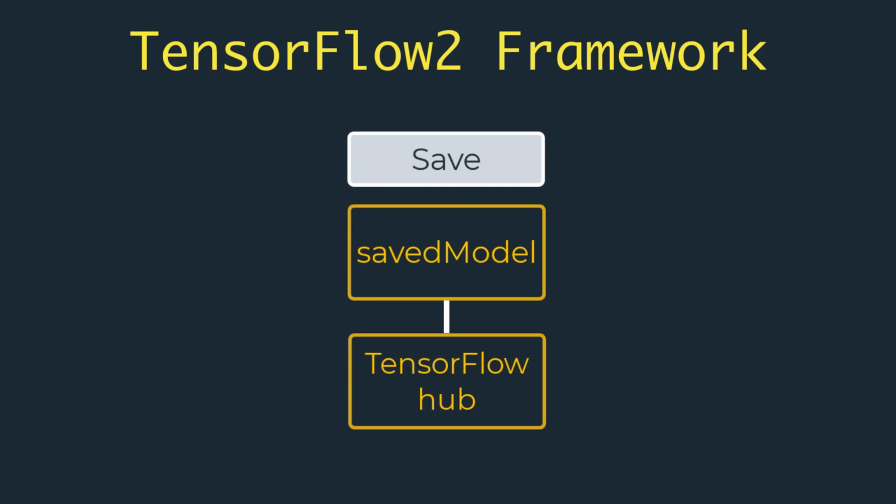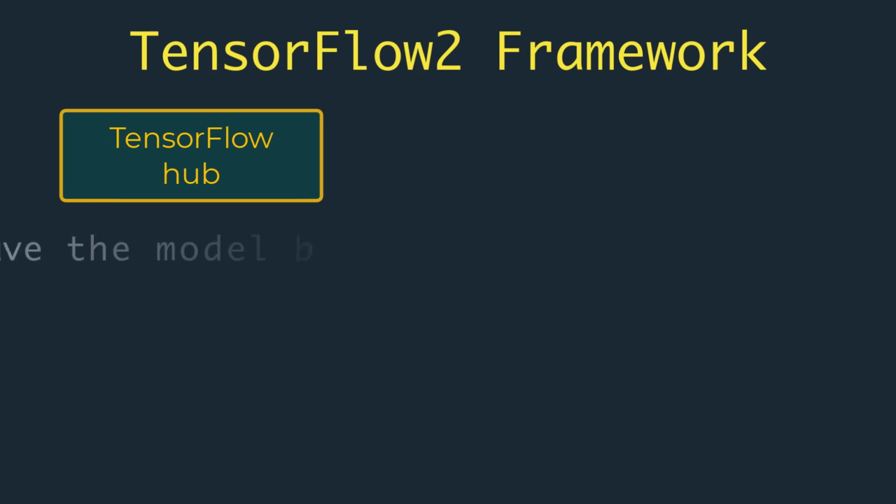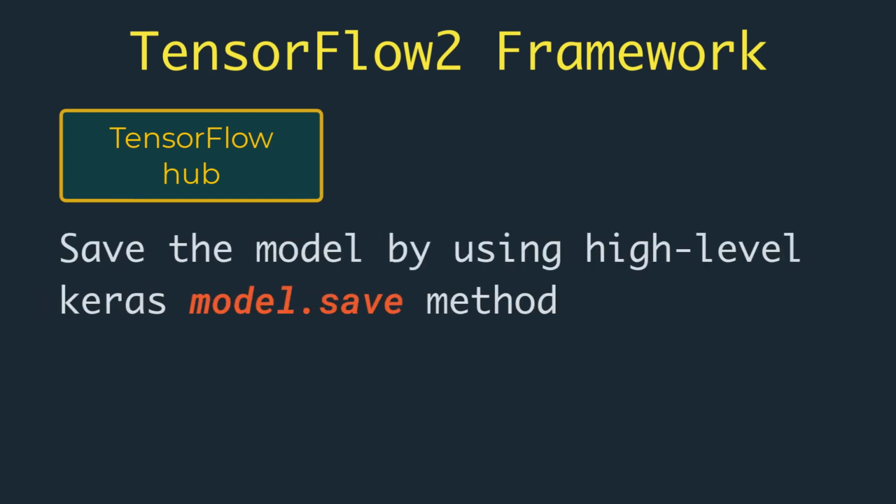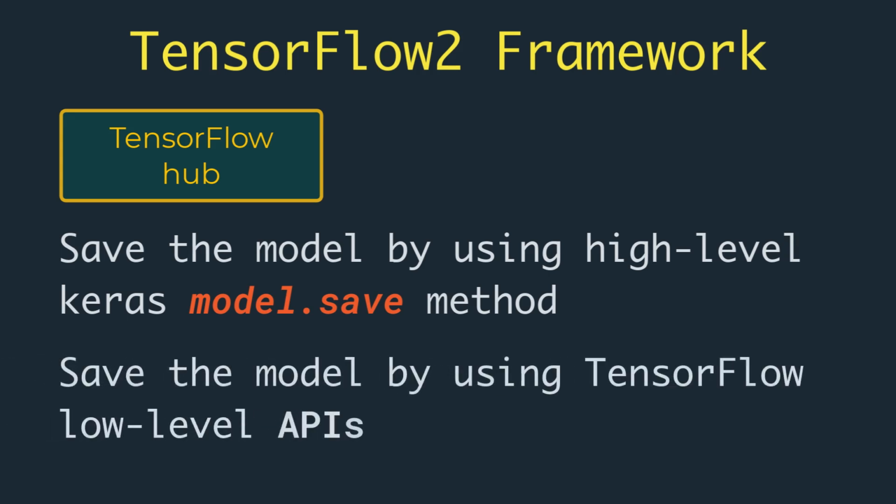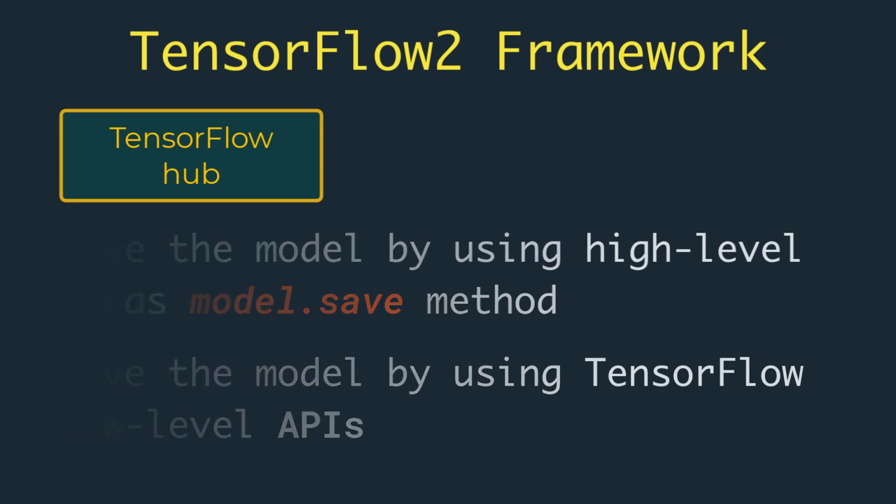The second option to save the model is TensorFlow Hub. By using the SavedModel format of TensorFlow 2, we can share our pre-trained models on TensorFlow Hub. Specifically, we can save the model by using the high-level Keras model.save method, or we can save the model by using TensorFlow low-level APIs. As the name suggests, it's a repository of many pre-trained models. We can use transfer learning to reuse and extend these models to meet our requirements. Using pre-trained models gives us the advantage of training our model with a smaller dataset and quicker training.